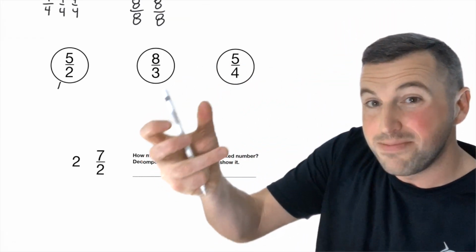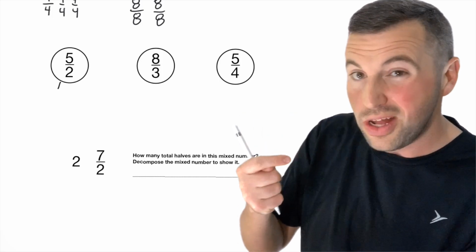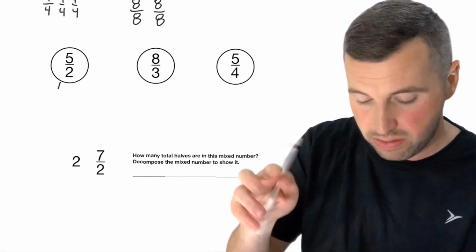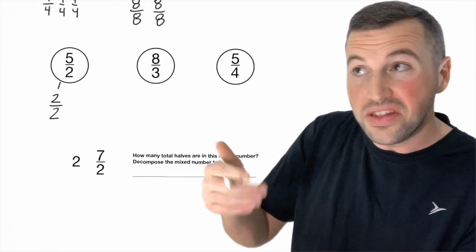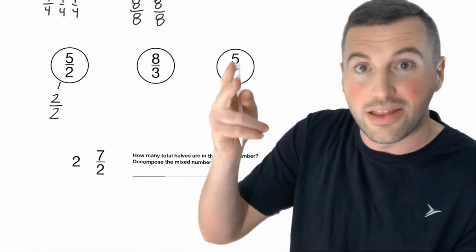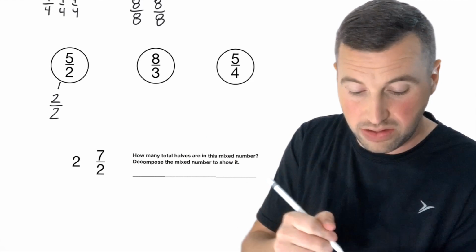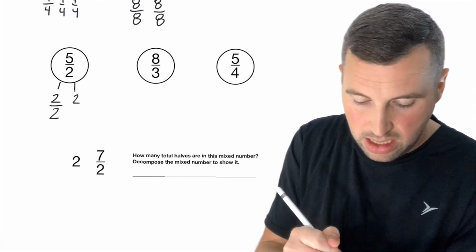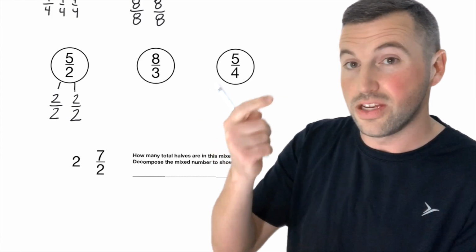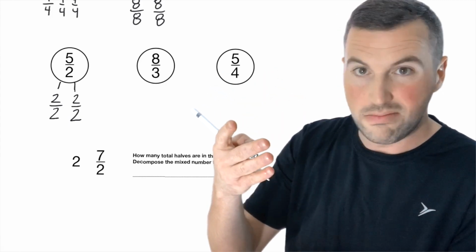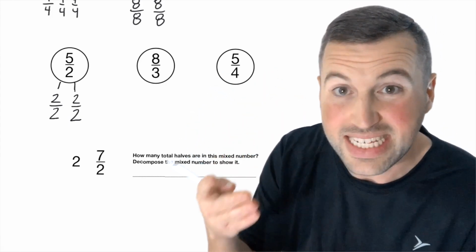First thing we're going to do is pull out a whole. So what is a whole? A whole is 2/2. Okay, so there's one whole. Do I have another whole in there? Let's see, 2/2. Another 2/2 would be 4/2. So yes, I do have another whole. So 2 over 2, 2 over 2. So that's 2 over 2, 4 over 2. I can't do another 2 over 2. That would be 6 over 2.